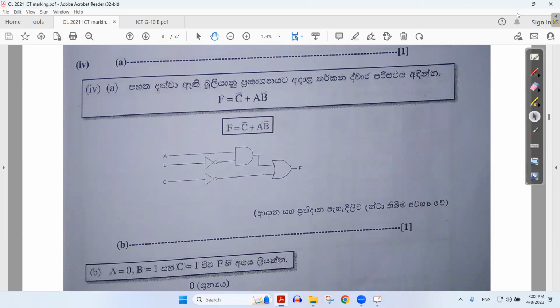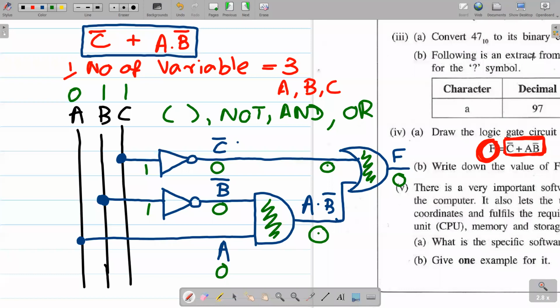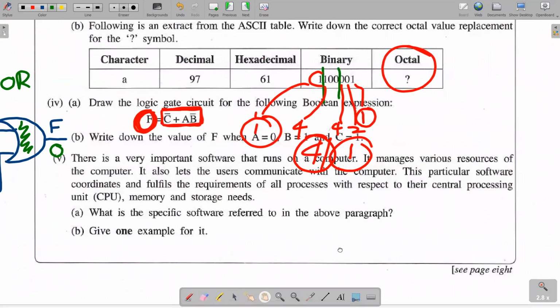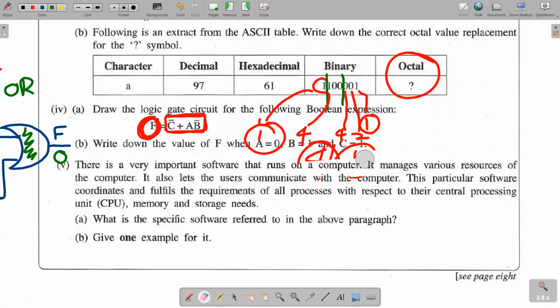Right. So moving to the next question, question number 5. There is a very important software that runs on a computer. It manages various resources of the computer. It also lets the users communicate with the computer. This particular software coordinates and fulfills the requirement of all processors with respect to their central processing unit, memory and storage needs as well. What is the specific software referred to in the above paragraph?